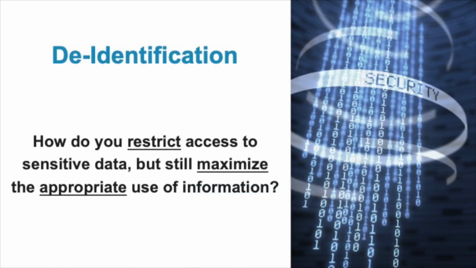At the heart of any data-driven organization is the core tenet around sharing data responsibly. In earlier videos, we've explored the topic of access controls, making sure that authorized people can see what they're allowed to see. Now, let's look at the other side of the coin. How do I restrict access to sensitive data, but still maximize the value and appropriate use of information?